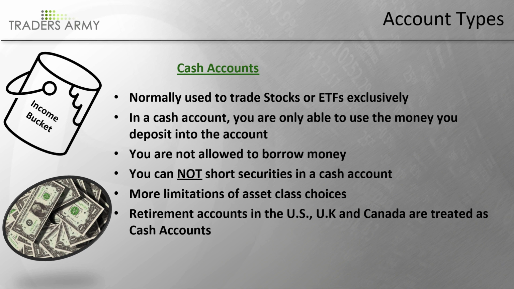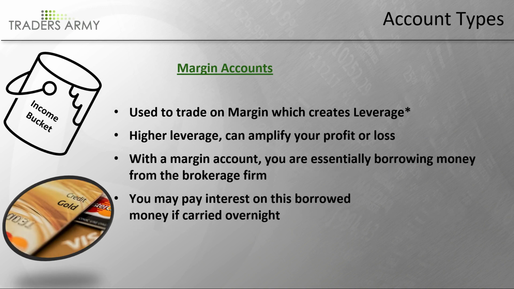Now, when we think about the retirement accounts in the US, the UK, and Canada, they are treated as cash accounts. So there's no shorting and no borrowing inside of those cash accounts. Now, the other side of cash accounts are margin accounts. Now, on a margin account, they're used to trade on margin, which creates leverage. Now, understand that leverage, while it increases your rate of return, also increases your risk. And when we talk about the leverage that it creates, it's the ability to borrow funds, right?